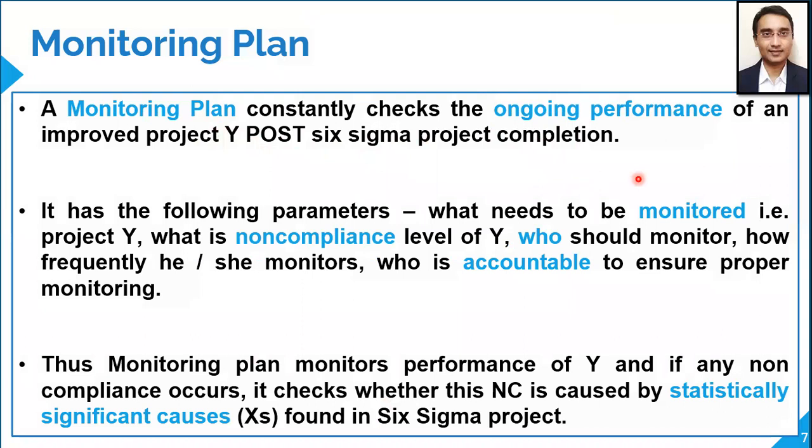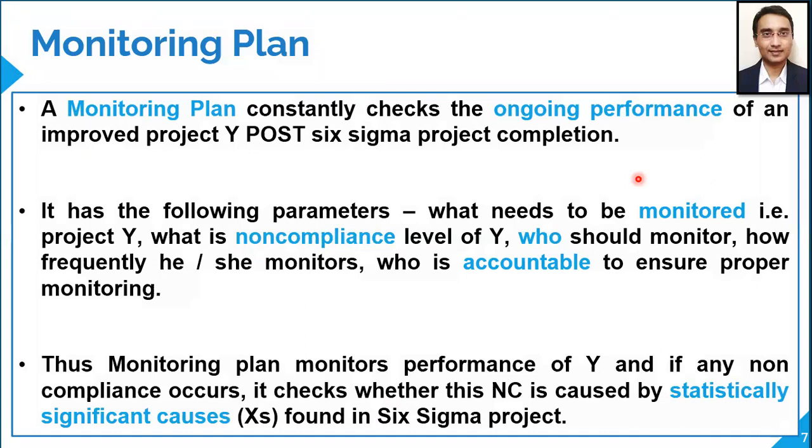So we're almost done with the improved phase. We have seen that we have improved the performance from major phase to improved phase. We have validated it. Improved means what? The number of non-compliances has been reduced from major phase to improved phase, right? So we want to sustain it, and that is why we need to monitor the performance of project Y, and that monitoring is done through the monitoring plan.